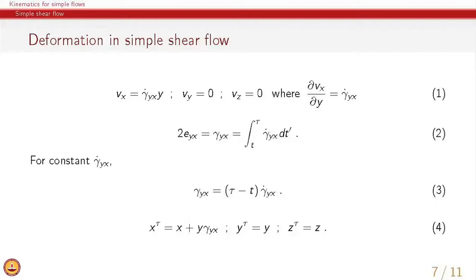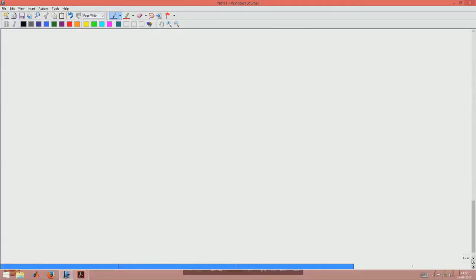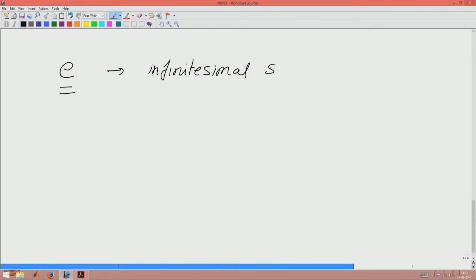We can define a deformation measure which can be indicated using a symbol E y x or gamma y x. Now, again in our course we will use E as a symbol for strain, the infinitesimal strain tensor. So, as the name suggests, this is valid for small deformations.